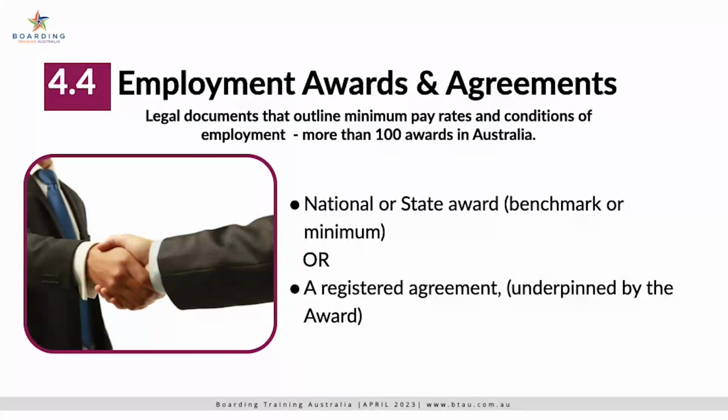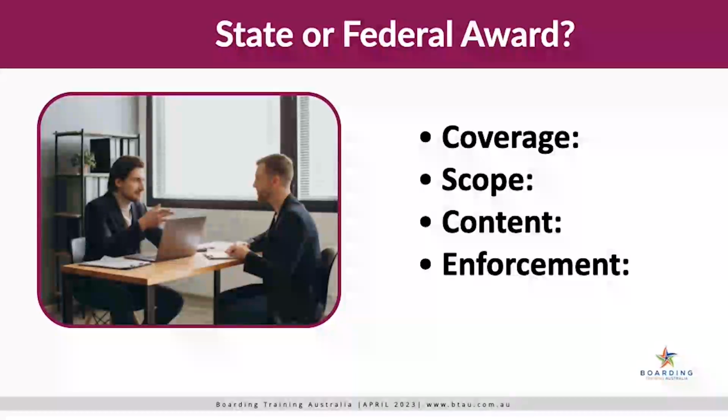4.4 Employment Awards and Agreements. These are legal documents that outline the minimum pay rates and conditions of employment, and there are more than 100 awards in Australia. So there will either be a national or state award for you, or a registered agreement underpinned by the award. So, state or federal awards, what's the difference? In Australia we have both.